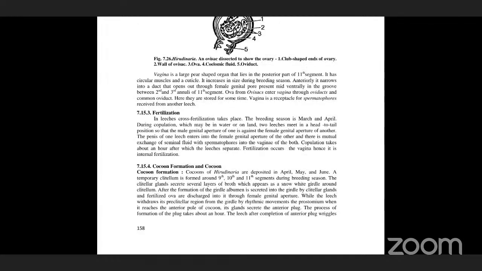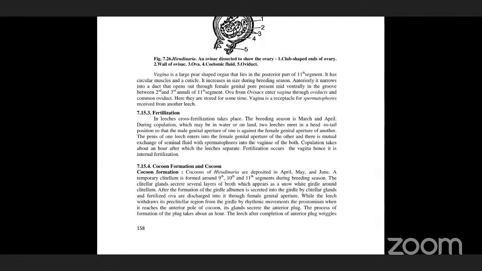So in fertilization, the leeches cross fertilize. Usually they are bisexual, but some are unisexual. The breeding season is from March to April. During copulation, whether in water or on land, two leeches meet head to tail, and the penis of one leech enters the female genital aperture of another, and mutual exchange of seminal fluid with spermatophores takes place. The copulation lasts about an hour. Then the leeches separate and fertilization takes place. This fertilization is internal fertilization.